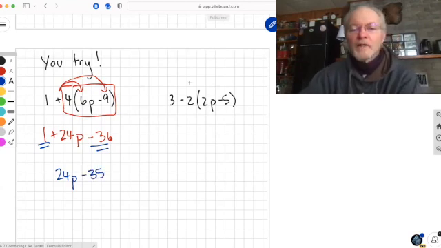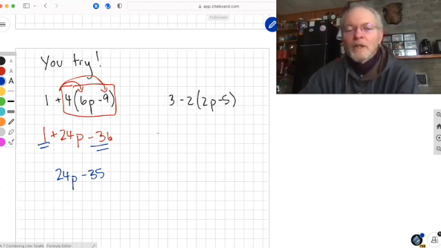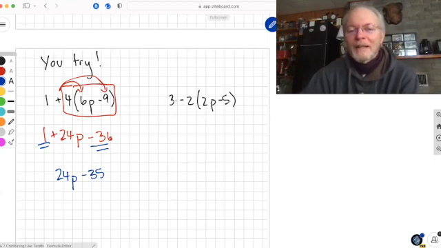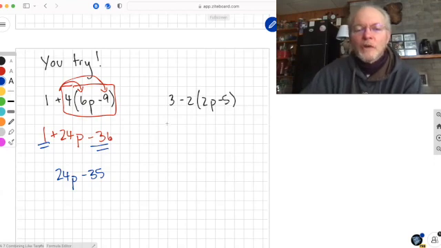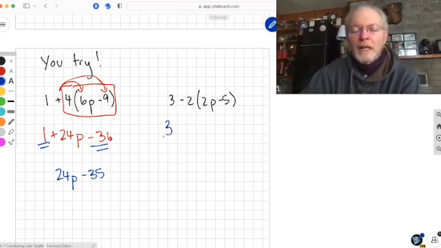Let's try another one. Here's a similar one. The 3 minus 2, if we did that first, we would not be doing the proper order of operations. Addition and subtraction always come last. Multiplication and division come before addition and subtraction. So the distributive property has to be done first. So we're just going to write down the 3 and use it later.